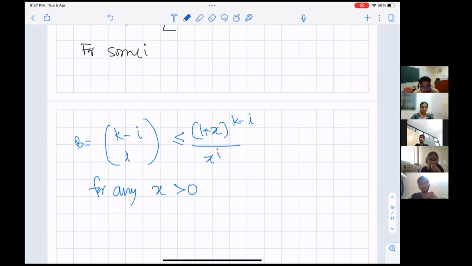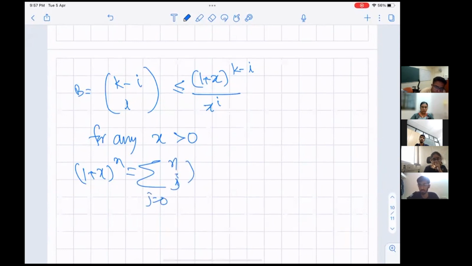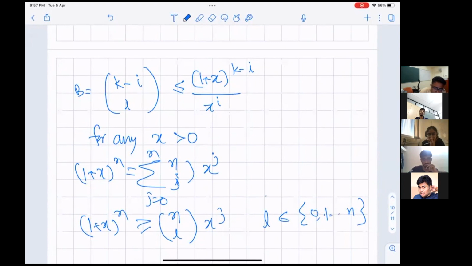Does everybody see it now? What is this? (1 plus x) to the power n is equal to the summation of n choose j, j going from 0 to n, x power j. Is this fine? So (1 plus x) to the power n is greater than or equal to n choose L, x to the power L, for all L between 0 and n. This is because the total is greater than or equal to a single term. And this is why I use the fact that x is greater than or equal to 0. Otherwise, I can't say this. You get my point? So now this statement is true.